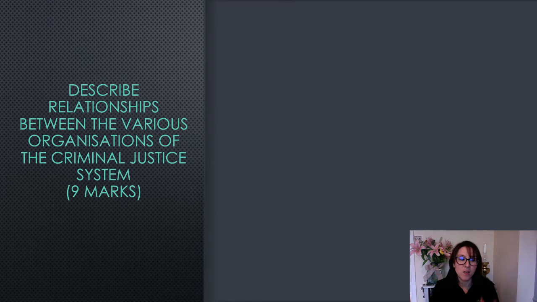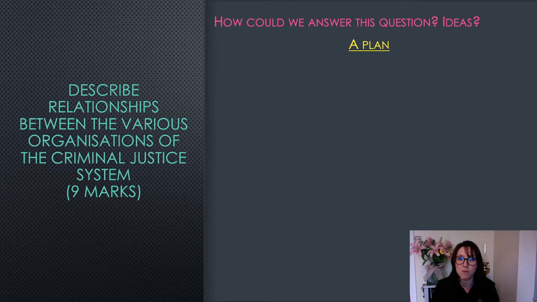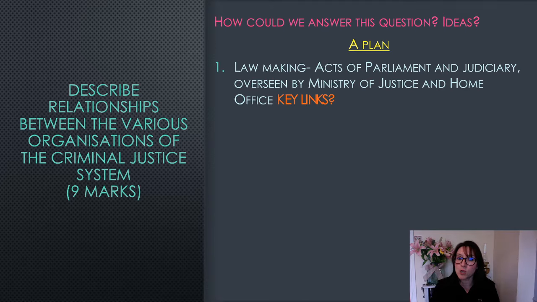And then finally for the 9 marker, describe relations with the various organisations of the criminal justice system. How would you answer this question? So again, on my student sheet, I got them to do a plan: lawmaking, acts of parliament, judiciary, overseas, the justice and the home office.